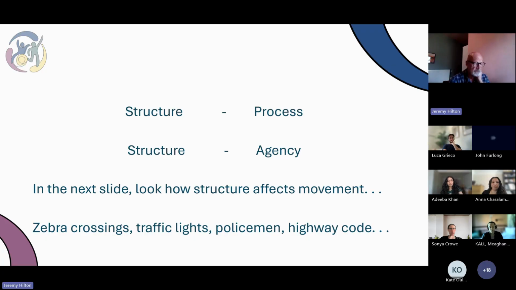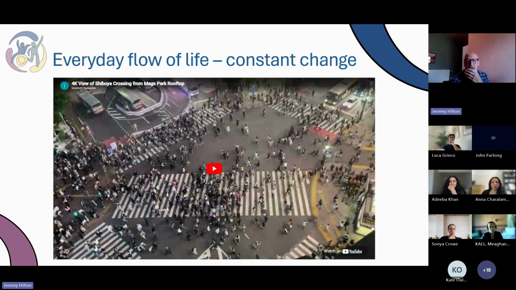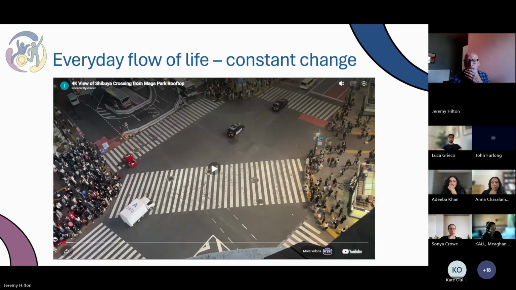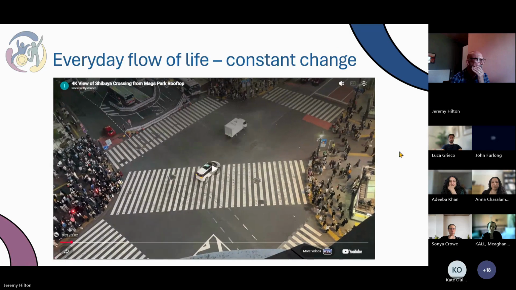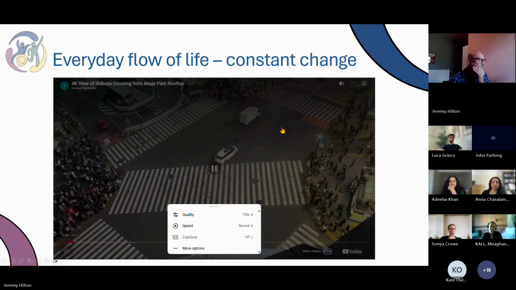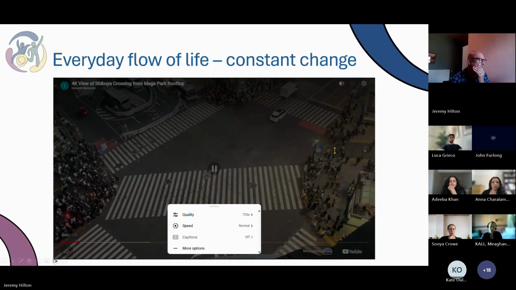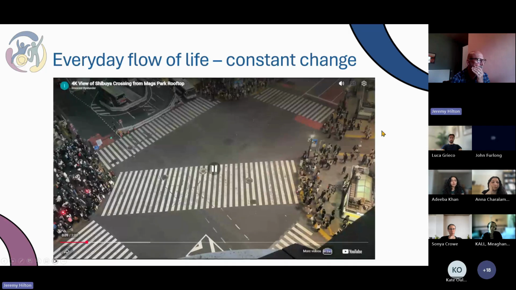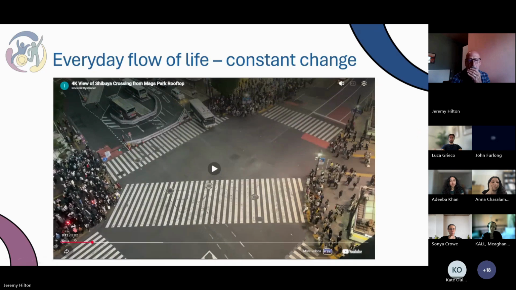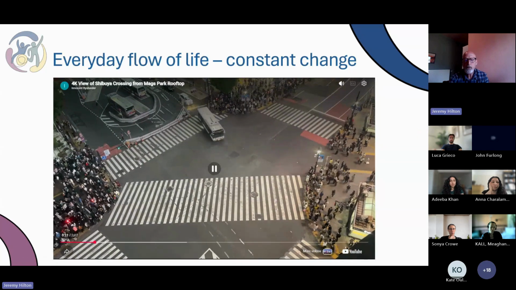It's a video clip, so I've actually got to go and click into it, as it were. But look how structure affects movement. Zebra crossing, traffic lights, policemen, highway code, and so on. Let me just speed it up, otherwise it takes far too long. Sorry about this. Doing the two screens. There we go. Right. Sorry, I'm fiddling with screens.